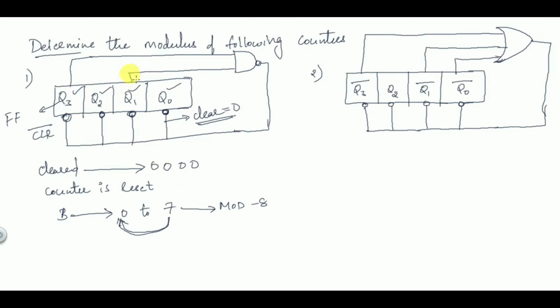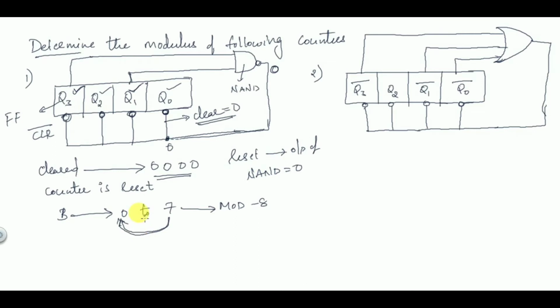Now if you observe here, this is a NAND gate, connected to Q1 and Q3. In order to give this input as 0, what should the output of the NAND gate be? The output of the NAND gate should be equal to 0. Then only can you give 0 to all the clear inputs and reset the counter. So for resetting the counter, the output of the NAND gate should be equal to 0.